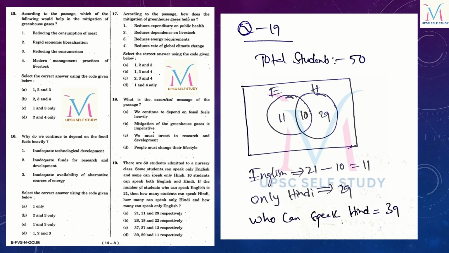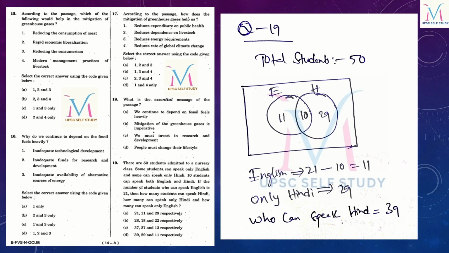Okay. Next, coming to the 18th question. What is the essential message of the passage? From the passage, what are we learning? Mitigation of greenhouse gases is imperative. Okay, all four are somewhat related, but mostly for the 18th, option B is the correct option. So if you go through the passage you can understand and easily answer.